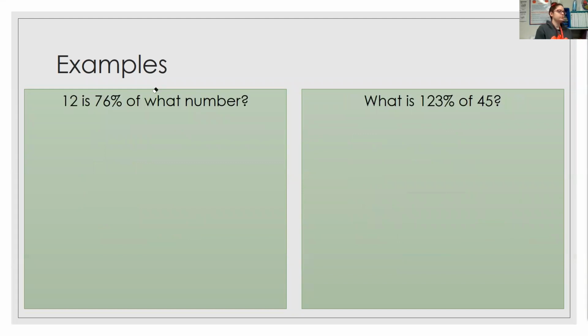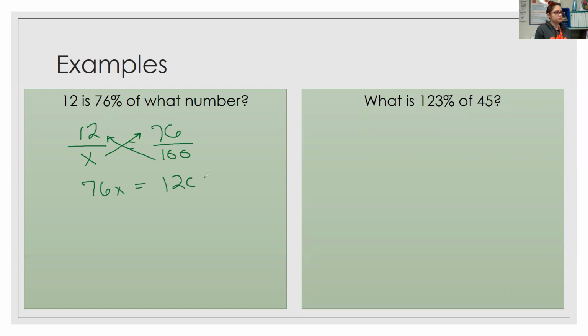Okay, 12 is what percent... sorry, I misread that. 12 is 76%, so 76 over 100 of what number? That's where my x belongs. We're going to cross multiply. So 76x equals 1200. 76 is what's with my x, so I'm going to divide by 76.